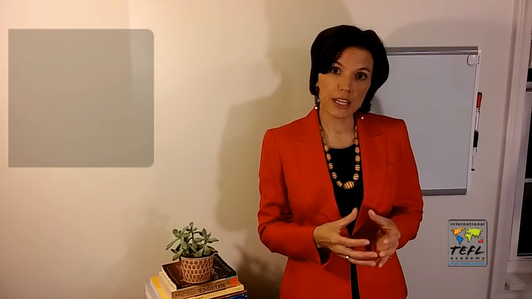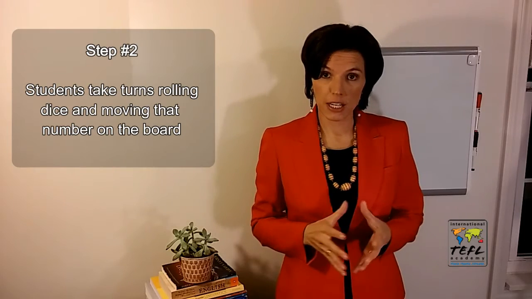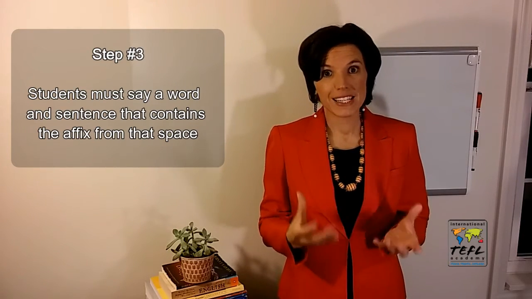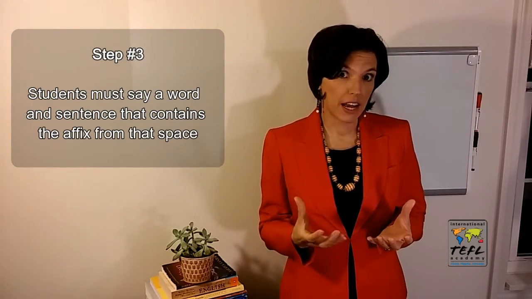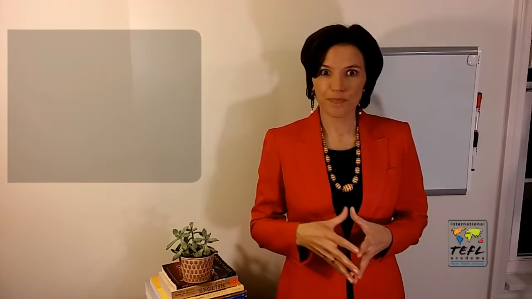So to play the game, students are going to take turns rolling the die, and then moving the number of spaces that are indicated on the die. They're going to look at the affix that they land on, and they're going to think of a word that uses that affix, and then they're going to use that word in a sentence. So for example, if they land on the affix FUL, they can say the word helpful, and they might say a sentence such as, my classmates are very helpful.